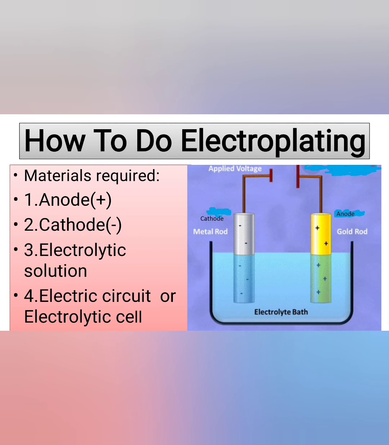How to do electroplating? For electroplating, there are some basic requirements. The requirements are the electrodes named anode and cathode, electrolytic solution and electric circuit, or this process can also be done in an electrolytic cell.